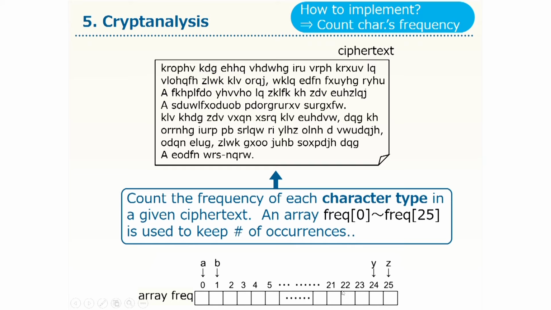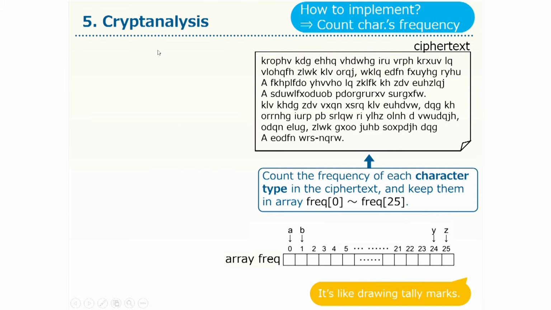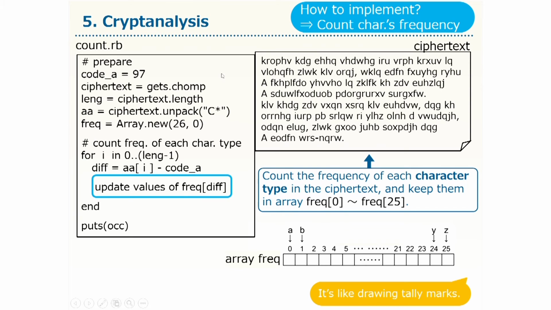So let's consider a program of counting how many times each letter appears in the ciphertext and keeping it in the corresponding place in the array FREQ. This counting is like drawing tally marks. Draw a bar when you say the letter B appears. Then draw another bar if it appears again, like drawing tally marks. Let me give an example outline of this counting program.